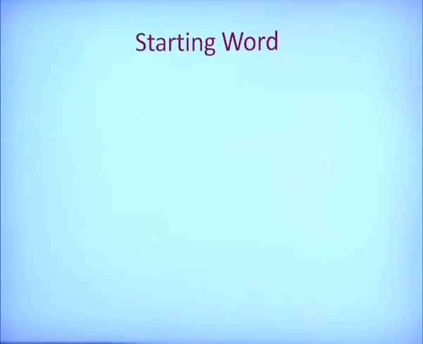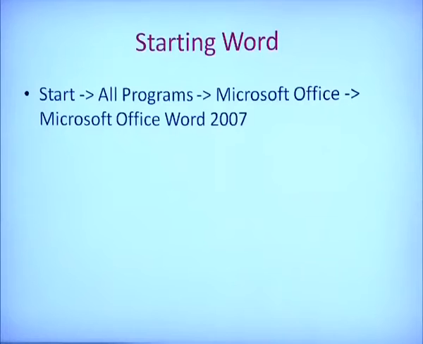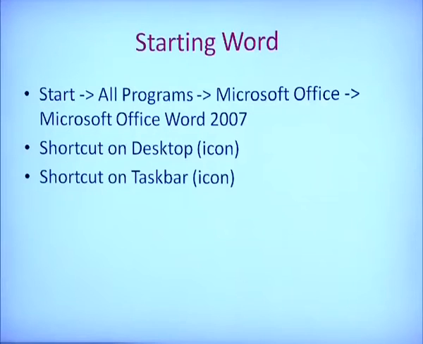Now, let us see how we start Word 2007. There are many methods of starting Word 2007. Let us see these methods. The first method is we go to Start, then All Programs, Microsoft Office and Microsoft Office Word 2007. The second method is to double click on the shortcut on the desktop. The third method is we click the shortcut which is present on the taskbar. Now, let us see the demonstration of all these three methods.